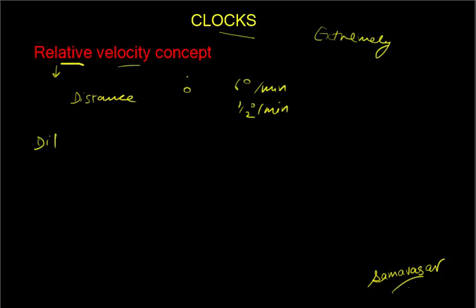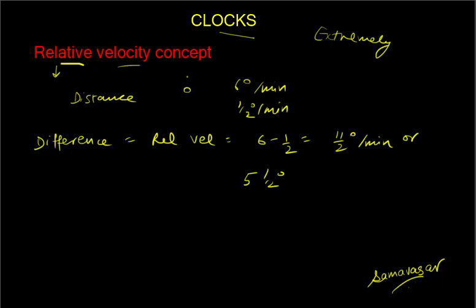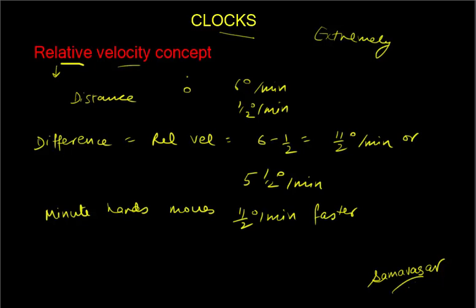So what is the difference in the speeds, or the relative velocity? That is 6 minus half, which is 11/2 degrees per minute, or 5 1/2 degrees per minute. So relatively, the minute hand moves 11/2 degrees per minute faster than the hour hand. For the time being, you just remember this number, 11/2 degrees per minute, and you will see how this is going to be used at a later stage.